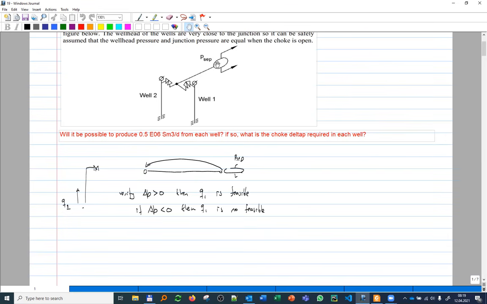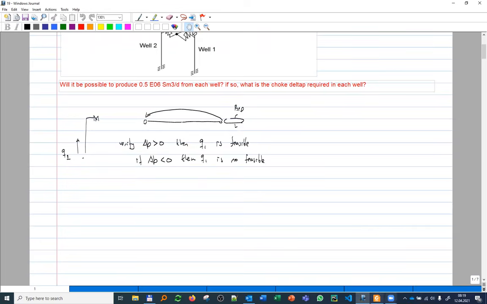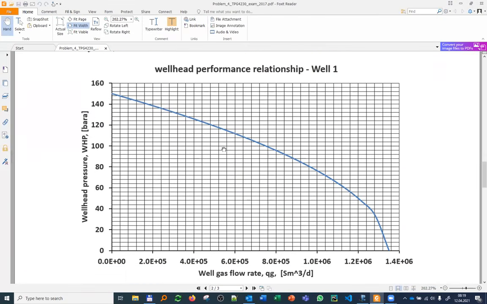we're going to calculate with the flow line equation what is the pressure here at the junction. And then we're going to compute wellhead pressure 1 minus P junction and wellhead pressure 2 minus P junction, and we're going to verify if it's positive. If it's positive, that means I'm able to produce those rates and it's fine. But if it's negative, that means the rate is not feasible.